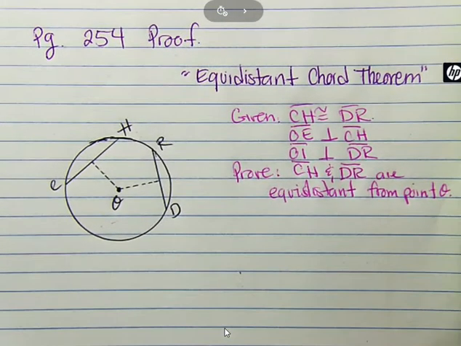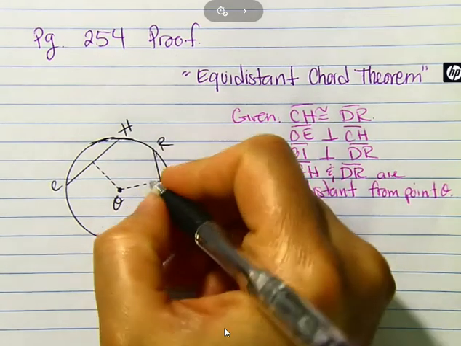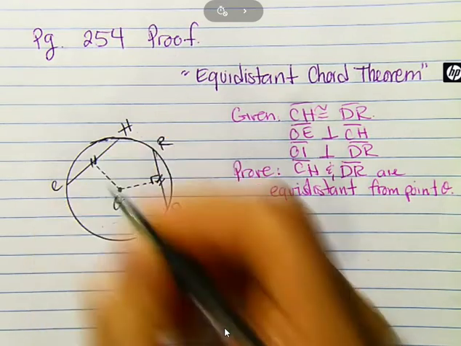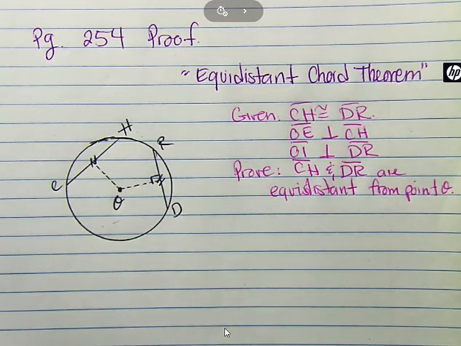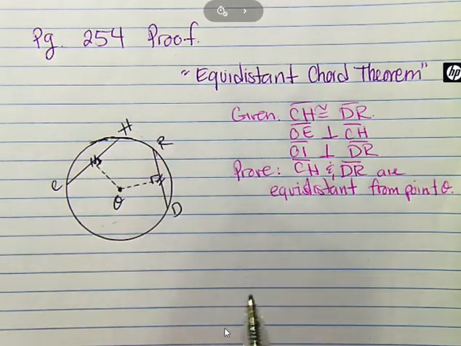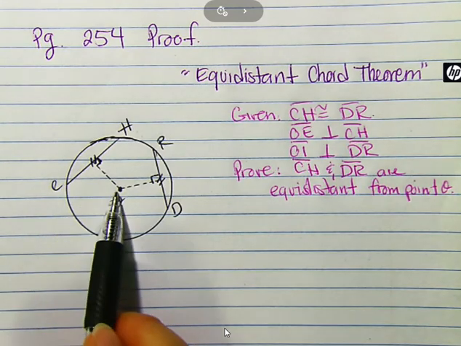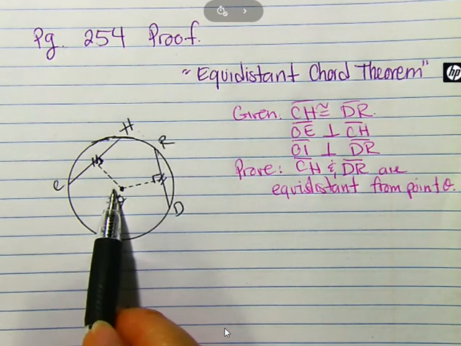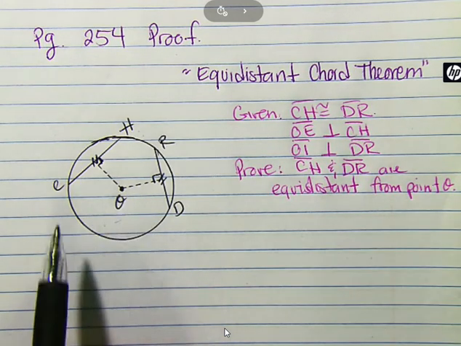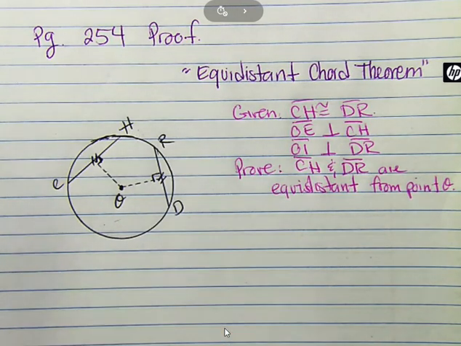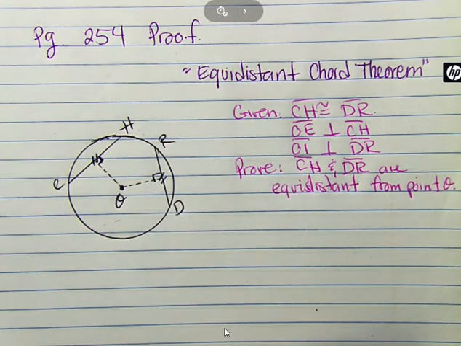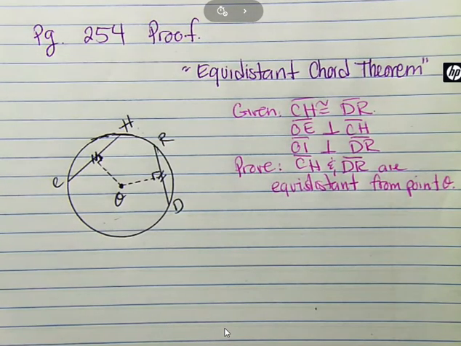So let's go ahead and begin with this proof. We've got given again that these two chords, RD and CH, are congruent to one another. So I'm going to go ahead and mark that right in the middle. And then we know that in order to find the distance between CH and the center, and DR and the center, we have to construct auxiliary perpendicular lines, which represent the most direct and shortest distance between DR and CH to the center of the circle O.